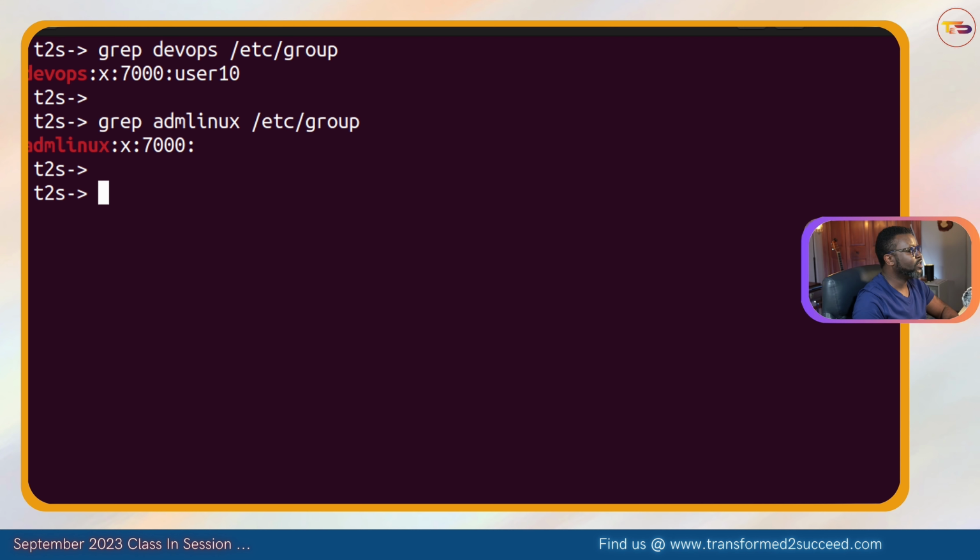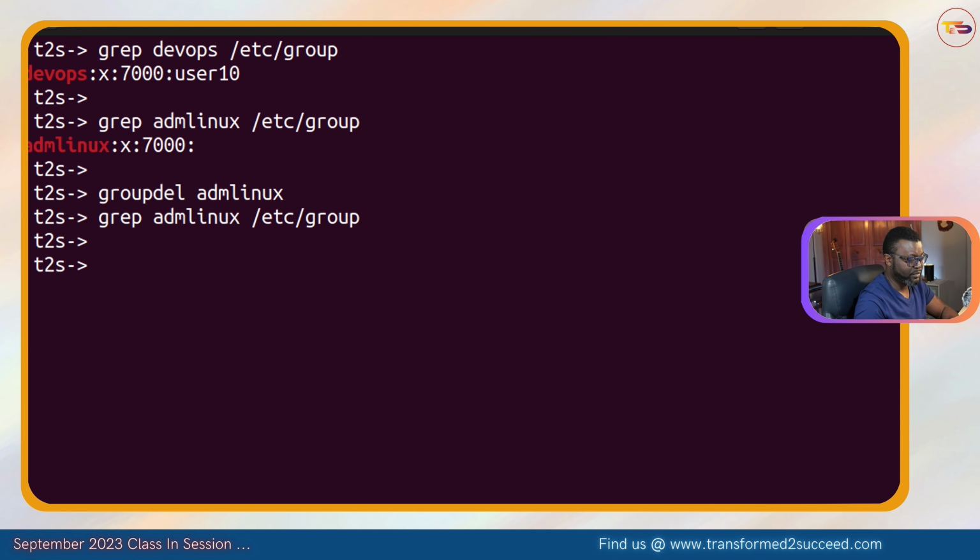Remember, you can also delete groups here, with groupdel, and I showed you how you can get rid of existing groups. If you run groupdel on adm-linux here, it's going to delete it. And if you grep adm-linux from /etc/group, you get nothing, because it's gone. But if you do DevOps, it's still there, because we didn't delete that.